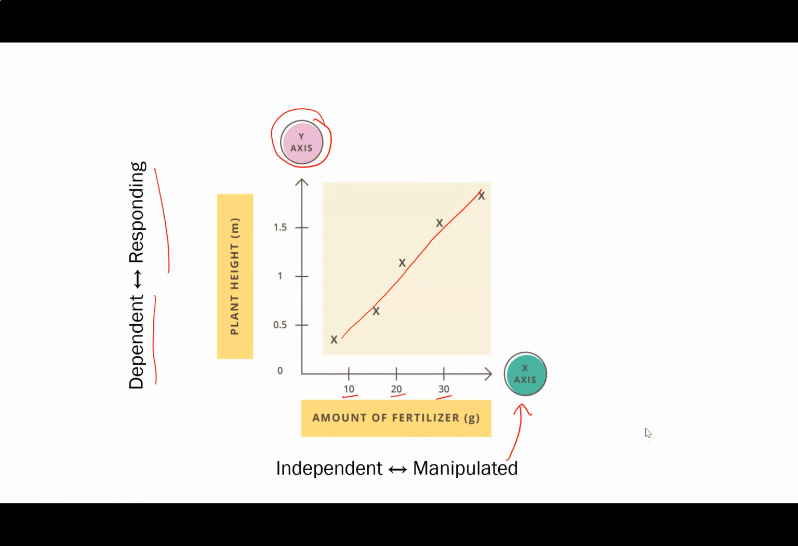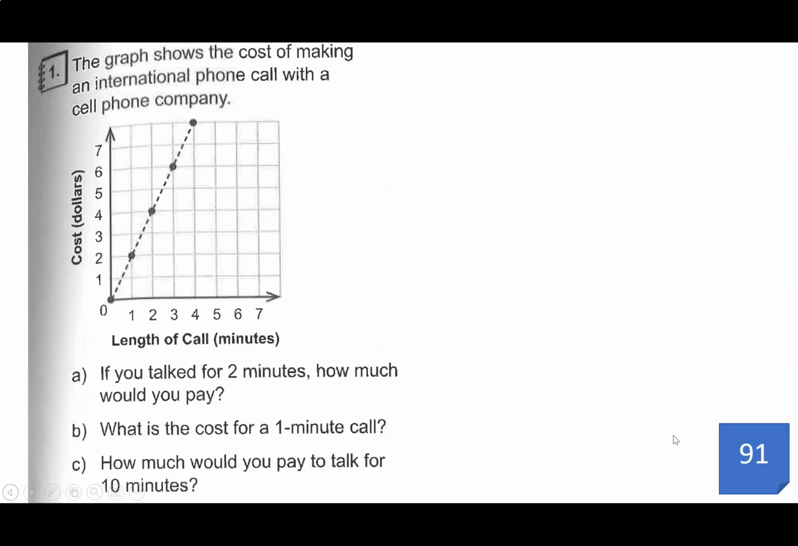Let's use this information to answer a few questions in JUMP. Please turn to page 91. Let's look at question 1 together. It says, the graph shows the cost of making an international phone call with a cell phone company. International means to another country. Before we read each question, let's examine the graph.